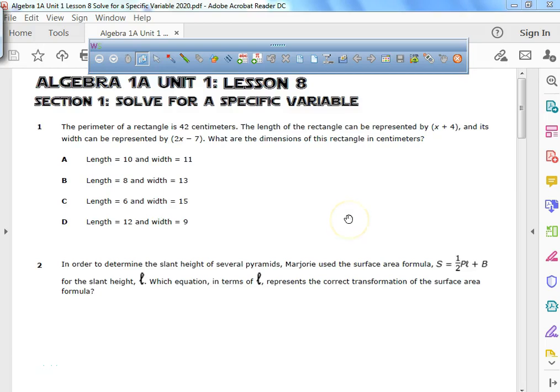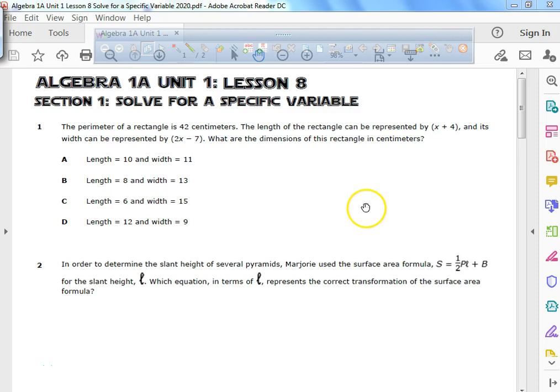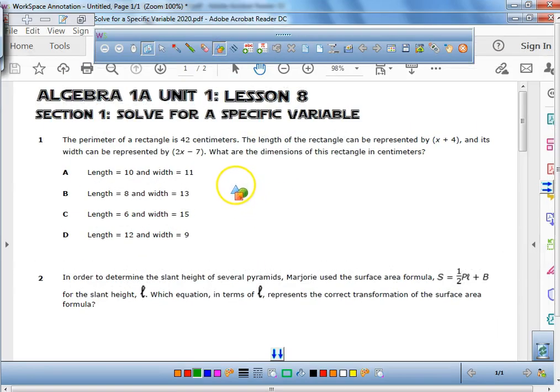All right, so sometimes in life we have to learn how to solve for a specific variable. In this particular lesson, I'm going to go ahead and do number 1 real quick, but the main lesson is going to be over problems like number 2, where we're solving for a specific variable. So we're going to start with number 1 just so it doesn't feel left out. So we have a rectangle.